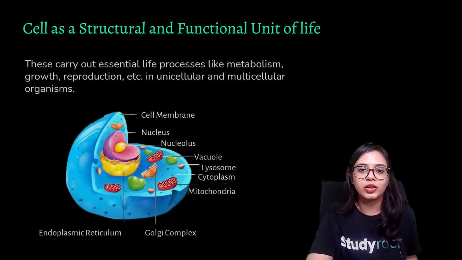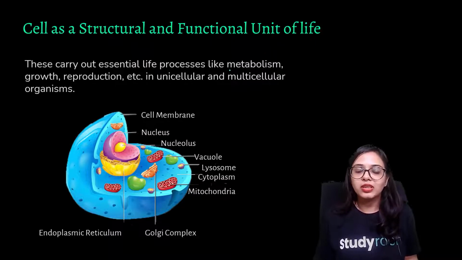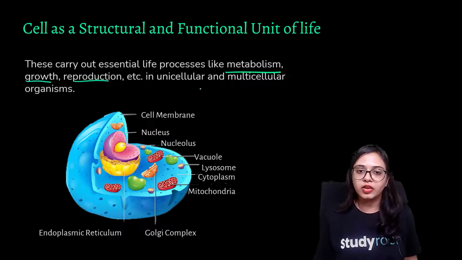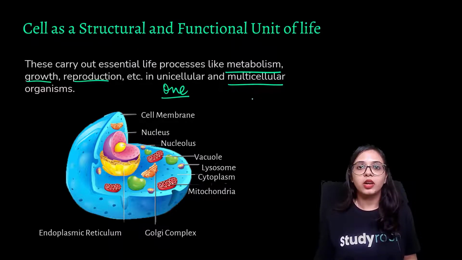Cell as a structural and functional unit of life carries out essential life purposes, like I have just been telling you. What are these essential life purposes? They are metabolic purposes. It happens even in unicellular organisms, that is, organisms which only have one cell, and even in multicellular organisms, that means organisms which have more than one cell, maybe millions and billions of cells working together.